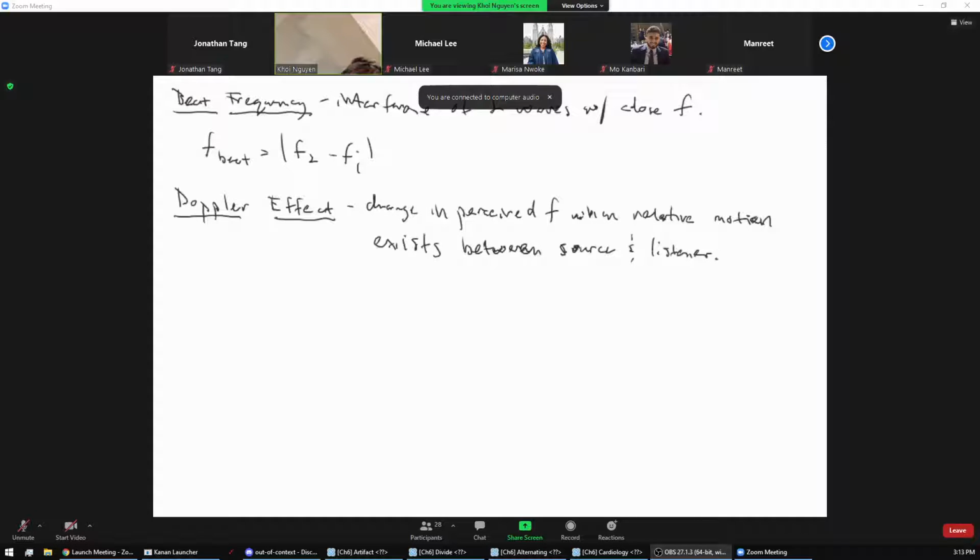When they're moving towards or away from each other, depending on the source or the listener. Okay. So the general equation is: the frequency detected or heard by the listener is equal to the frequency given off by the source, times the ratio of the speed of sound plus or minus the speed of the detector or listener, divided by the speed of sound minus or plus the speed of the source.